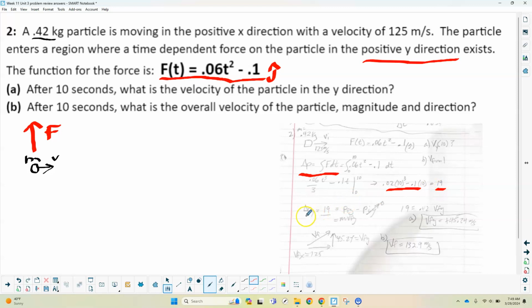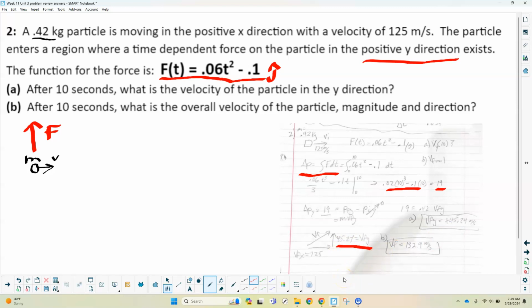This change in momentum is only in the y direction, and the initial y component for the momentum is 0 because it's not moving in the y direction. So you just basically set 19 equal to m vfy, and then divide by the mass, and you'll get this positive 45.24 meters per second as the velocity in the y direction. So that's this upward velocity.